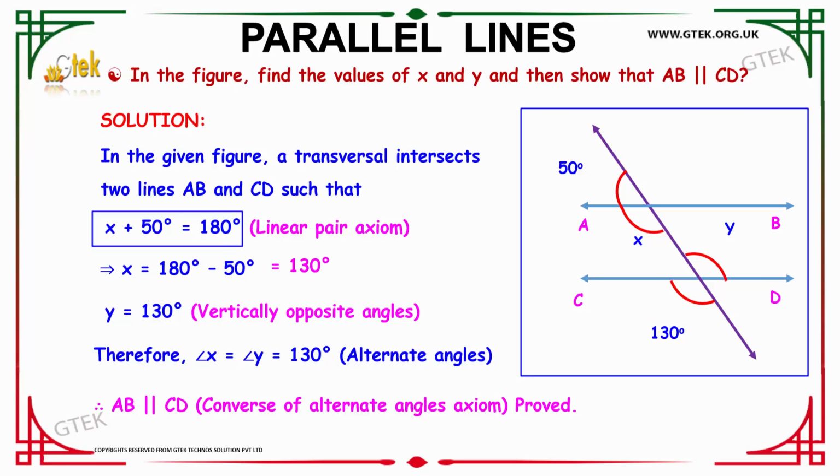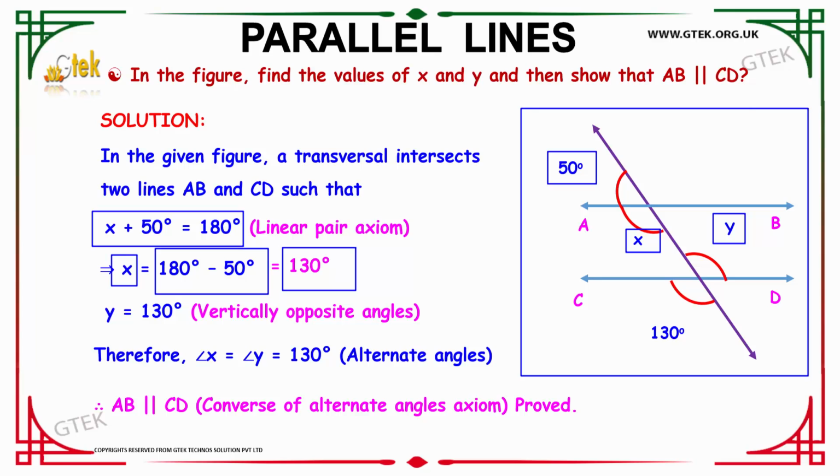x plus 50 equals 180 degrees. We don't know the value of this angle, so we have mentioned x. Since we know it's 50 degrees, we can sum up x plus 50, which equals 180 degrees. In order to find the value of x, it's 180 minus 50 degrees. By taking 50 to this side, it will be minus 50, which will be 130 degrees. So this side it's 130. So y equals 130 degrees, because according to the vertically opposite angles, it will have the same value.